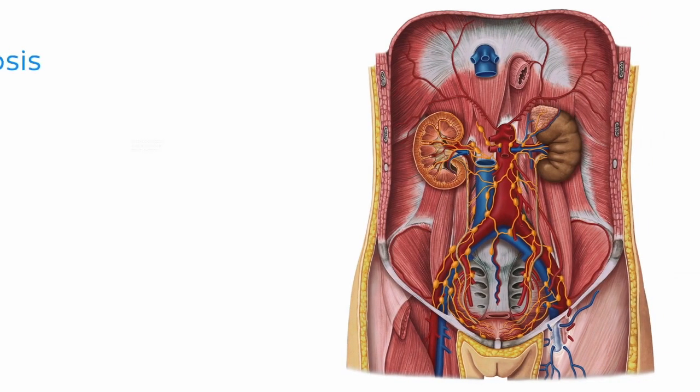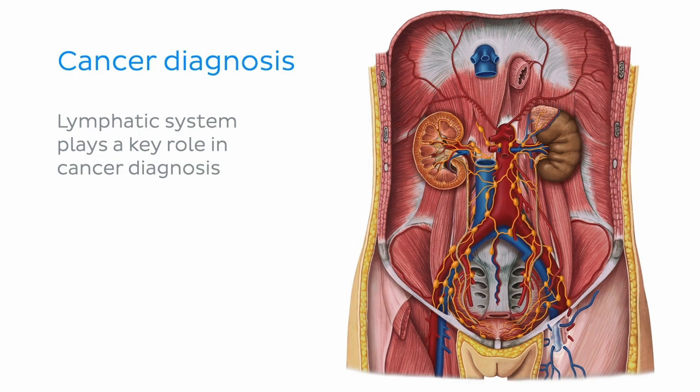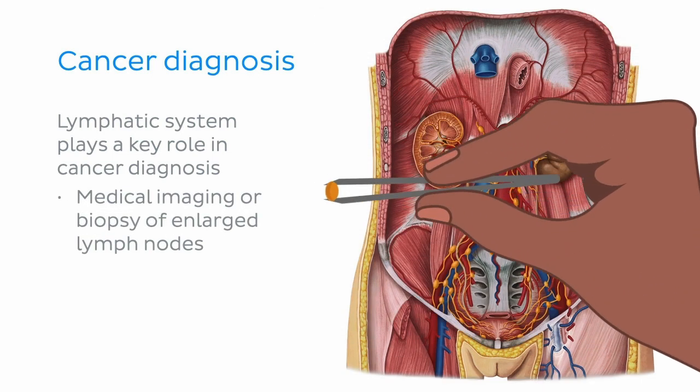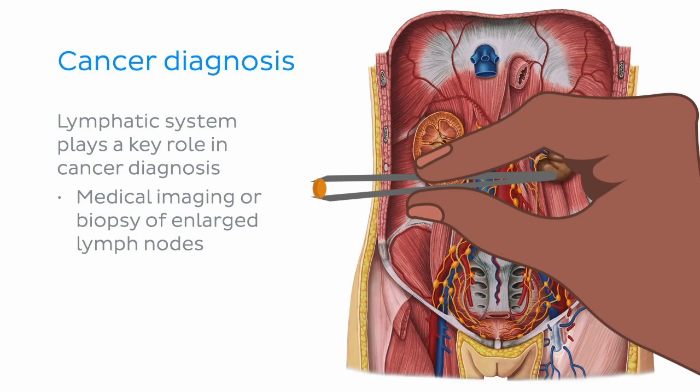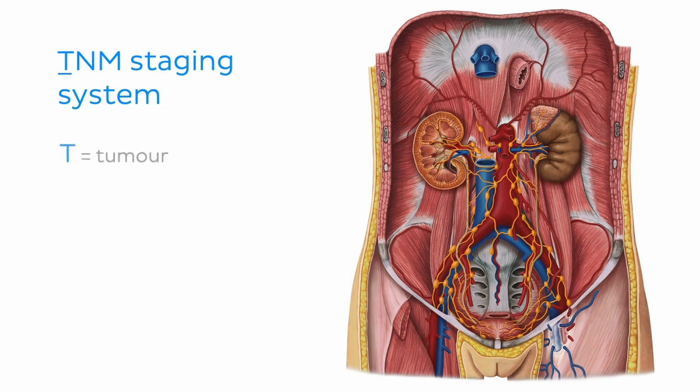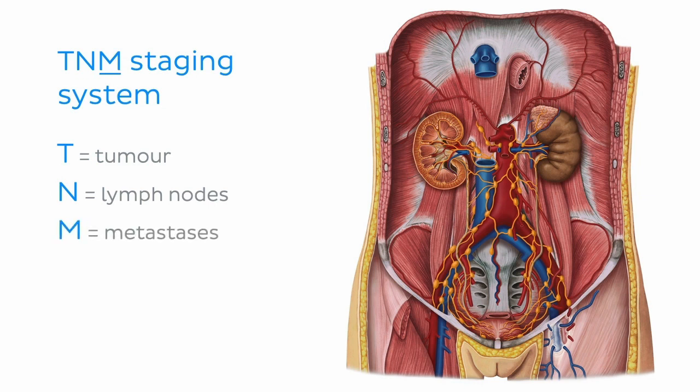Knowledge of the lymphatic system plays a key role in cancer diagnosis, as carcinomas may spread through the body by way of the lymphatic system. Medical imaging, or biopsy of enlarged lymph nodes, is one means of assessing the spread of metastatic cancer cells in the body. In the case of bladder cancer, or urothelial carcinoma, clinicians most commonly use the TNM staging system in cancer diagnosis, where the T refers to the characteristics of the tumour, N relates to the lymph nodes that are involved, and M refers to the metastases to other organs.